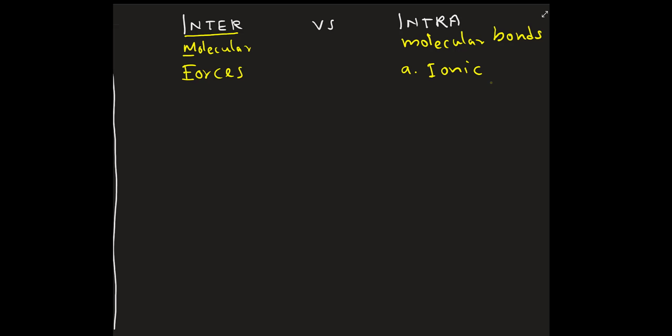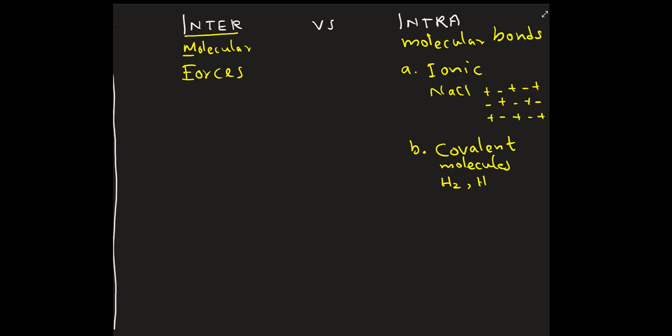So the first example is ionic. The ionic example is sodium chloride. Sodium cations and chloride anions stay together as a crystal, and they are a complete trade of electrons, right? And then look at the second one, B, covalent molecules: hydrogen, HCl, and so on.